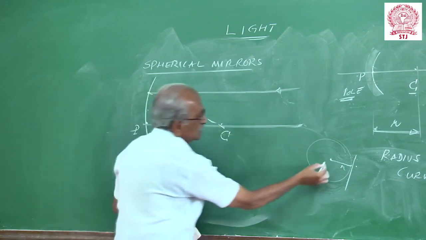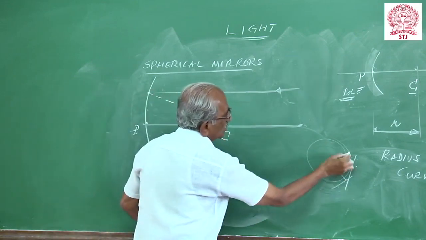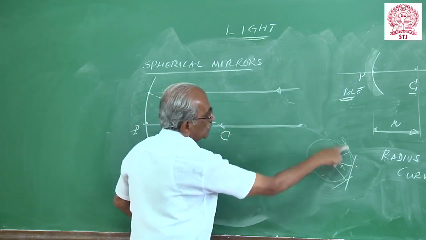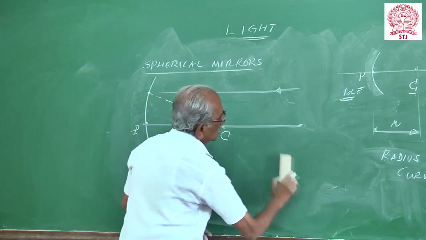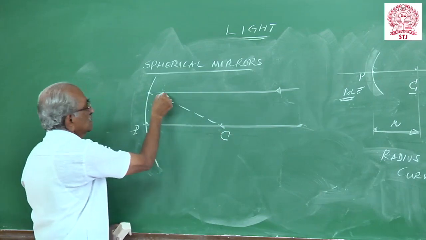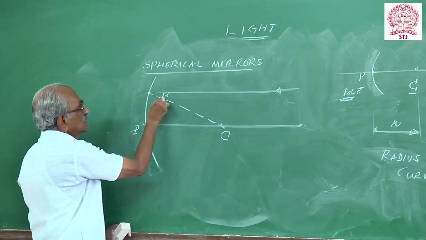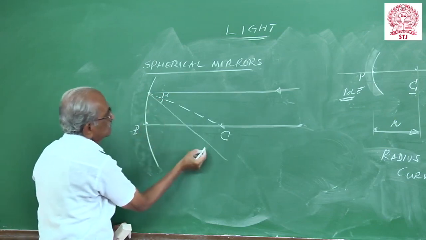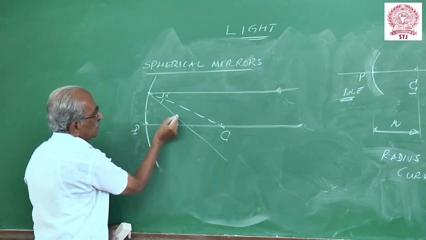See, this is normal. This is normal. Join the center to any point you want. That will be the normal. So it is easier to draw the normal. Measure the angle of incidence. Construct an equal angle carefully. So draw the reflected ray. This is the reflected ray.